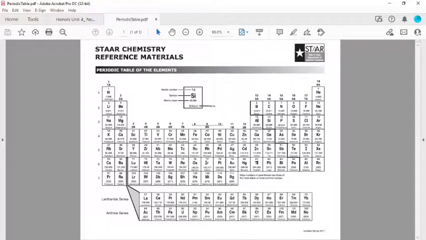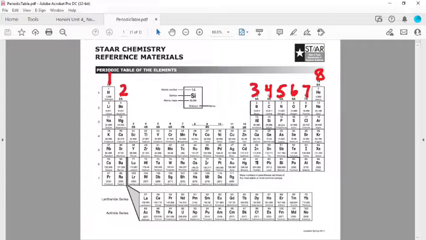So our first column, where our sodium is, is going to have 1 valence electron. The second column, those alkaline earth metals, have 2, and then 3 over on boron's column, and then 4, 5, 6, 7, and 8, all the way to our noble gases over there.